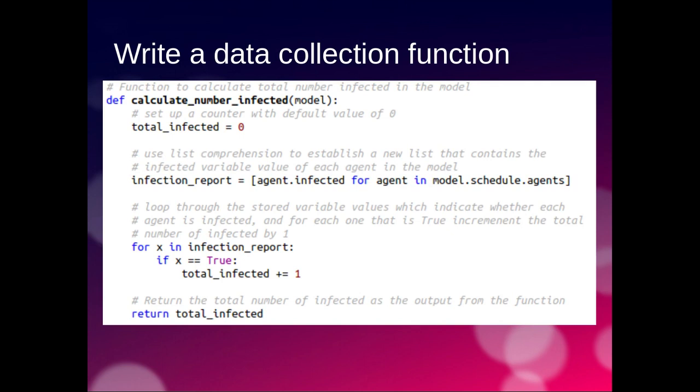So I've called the function calculate number infected. The input to the function is going to be the model. The first thing I'm going to do is set up a counter. I'm going to start that counter with the default value of 0, and this counter is going to keep track of how many are infected at this time step.